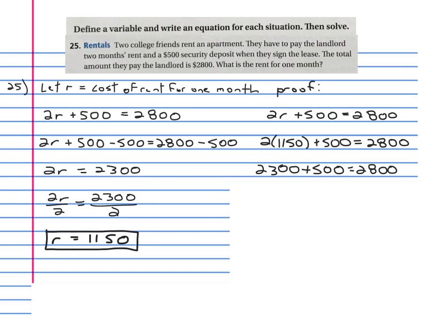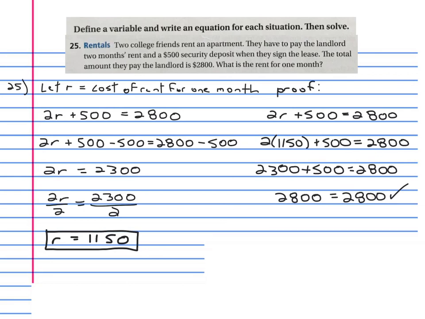Plus the 500, which is already there. And what does that turn out to be? When you add it, you get 2,300 plus 500 is 2,800. And that's what we get on the other side as well. So we've done that proof, and we're done.